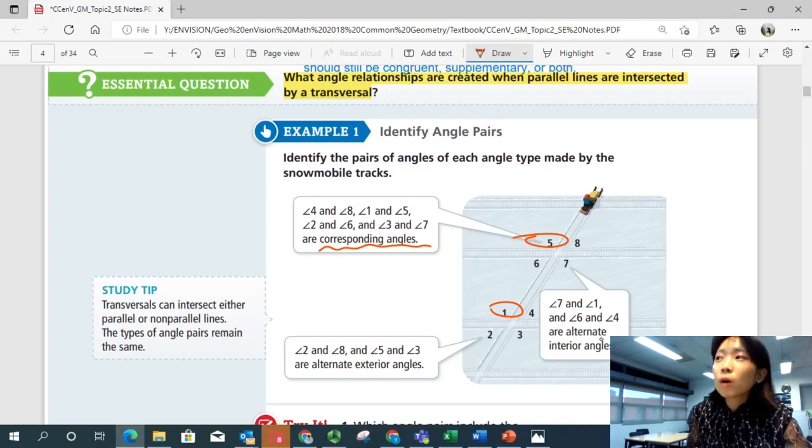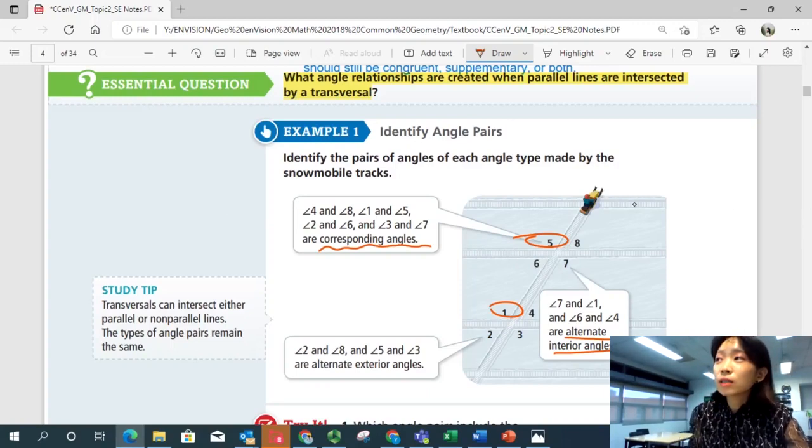Okay? What are alternate interior angles? Alternating. What does alternating mean? Alternating means you're going back and forth. So alternating angles are not on the same side. They're on the other side. So interior means it's inside.